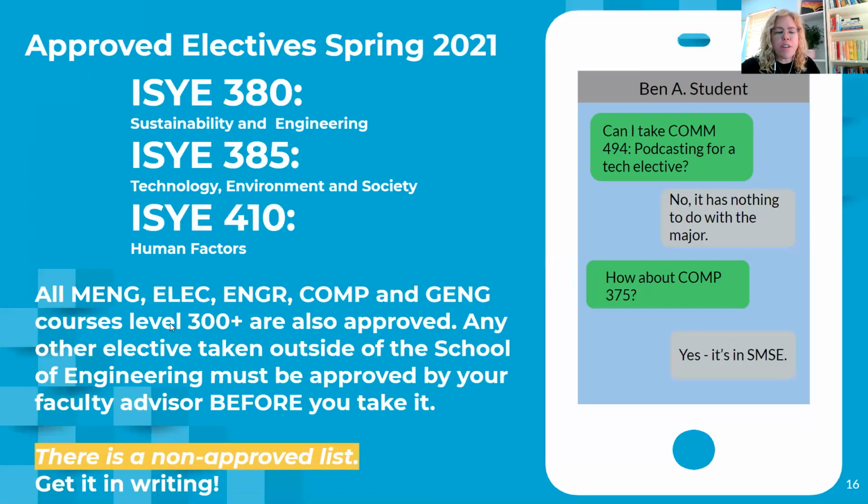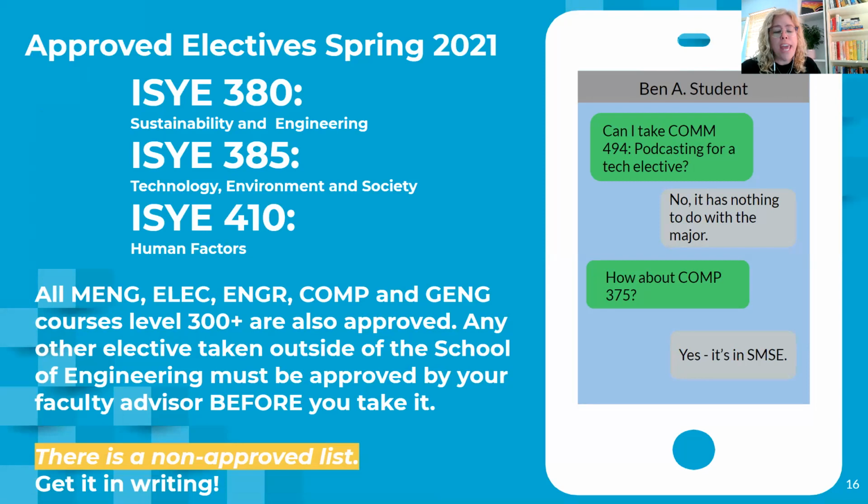So approved electives. All electives in industrial and systems engineering must be approved electives. The ones that are pre-approved that are offered this semester are ISYE 380, 385, and 410. These are specifically industrial and systems engineering. Also, any class within the School of Engineering, so that's mechanical, electrical, general engineering, ENGR courses, computer science courses, anything in those areas that are upper division can be used as your electives, and those are pre-approved, so you don't need to do anything.